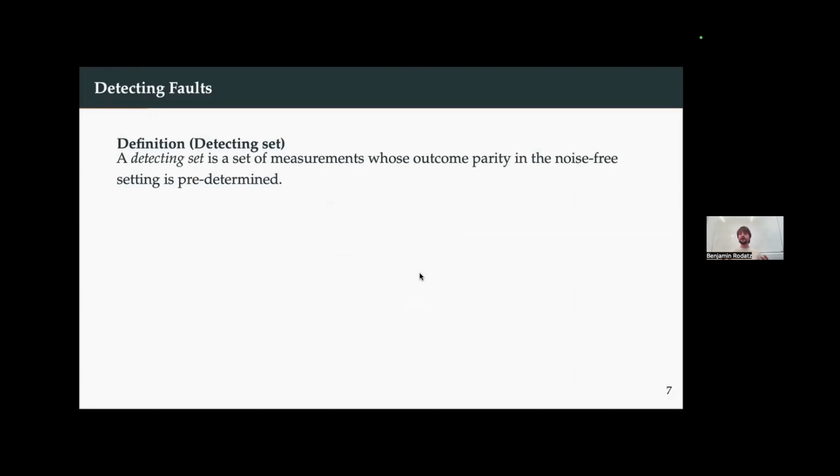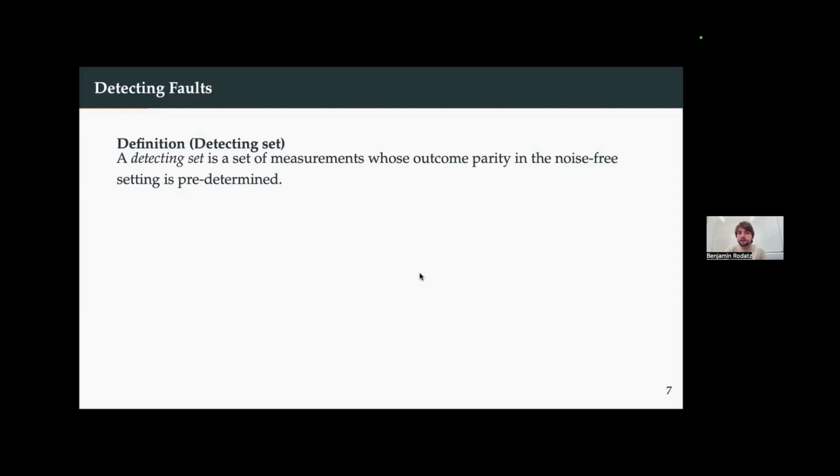So in a noise-free case, we wouldn't even have to do that measurement. That measurement doesn't give us any new information. However, if for some reason this expected measurement outcome is violated, then we know that something went wrong. Then we know that a fault must have occurred, and therefore we've detected the fault. So following Craig Gidney and others, we define this notion of detecting sets as sets of measurement outcomes whose parity in the noise-free case is predetermined.